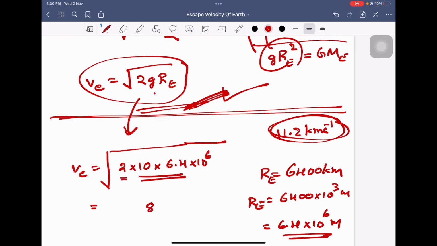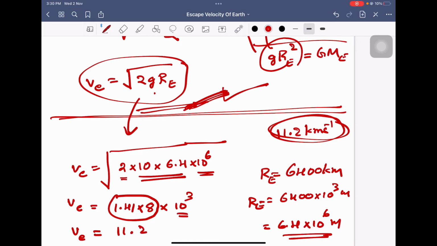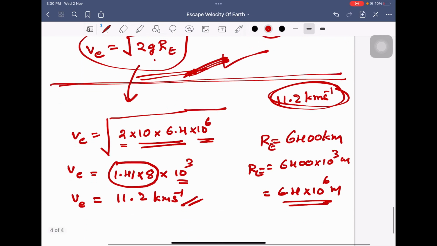Then what is the square root of 2? The square root of 2 is 1.41. So 1.41 into 8 into the square root of 10 to the power 6, that is 10 to the power 3. So what do we get? 8 into 1.41 is approximately 11.2. Escape velocity is equal to 11.2 into 10 to the power 3 meter per second, which means 11.2 kilometer per second. The escape velocity of Earth is 11.2 kilometer per second.